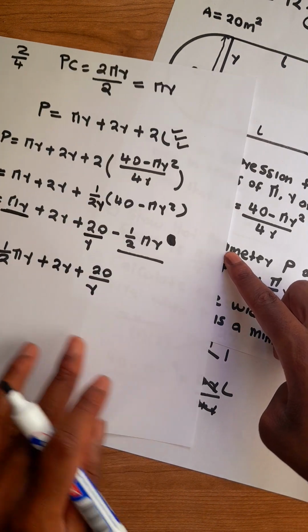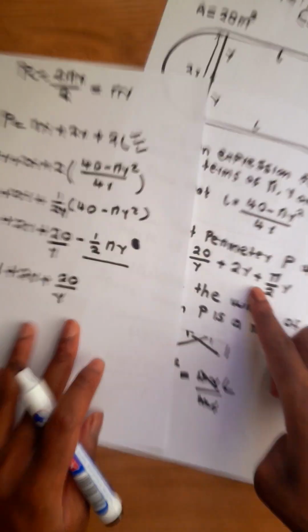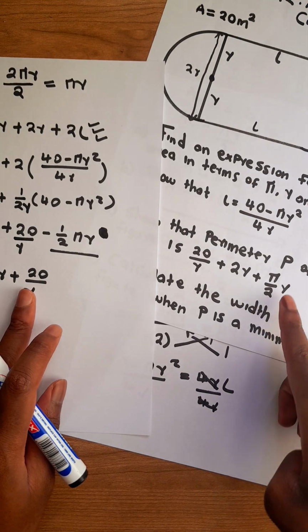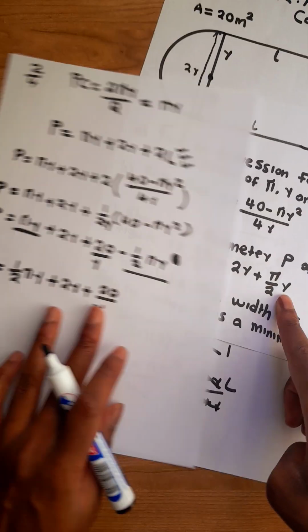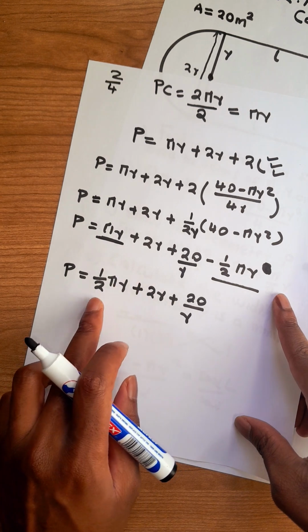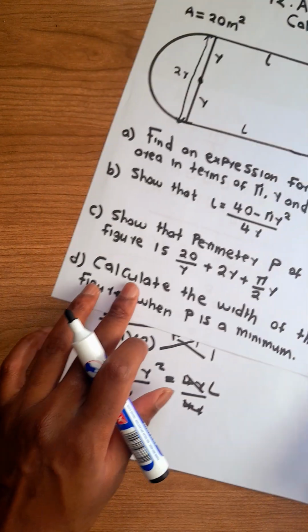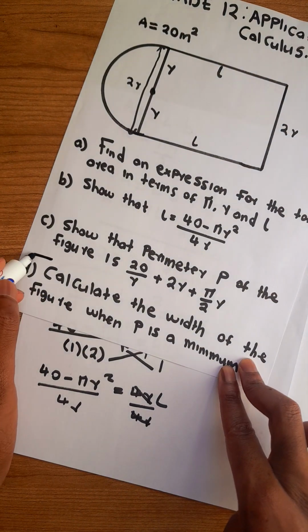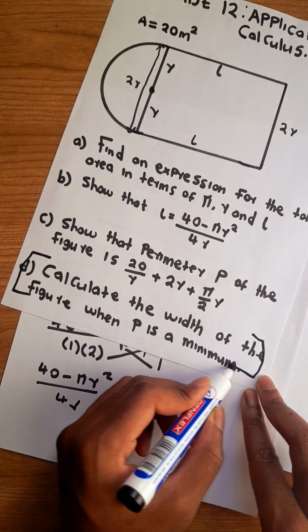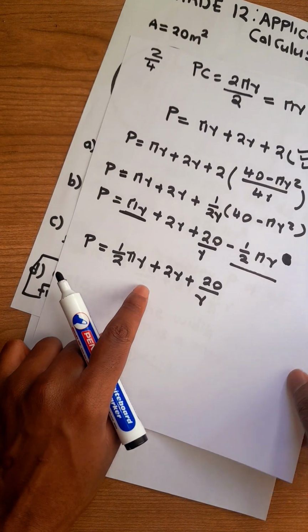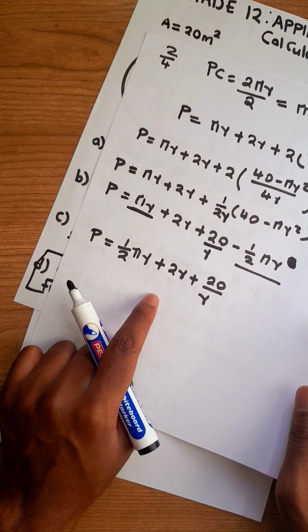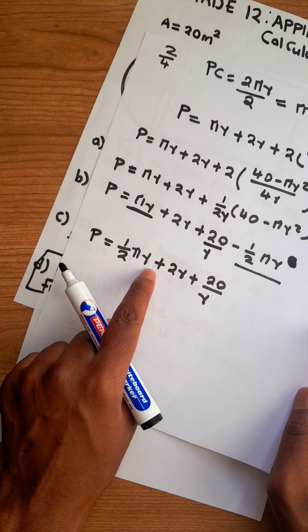It is 20 over r, it is 2r, it is pi divided by 2 times r. I'm left with 30 seconds, but in the next video I will be calculating this value. To give you a clue, just derive this expression and equate it to 0 and find the value of r.